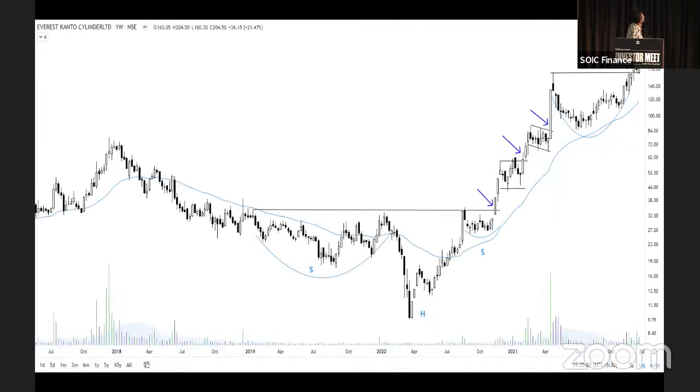Next chart. Everest Kanto Cylinder was one big inverted head and shoulder. You buy somewhere here. And then you see it made a move, a very strong up move. And then same exit criteria for you, like we discussed.